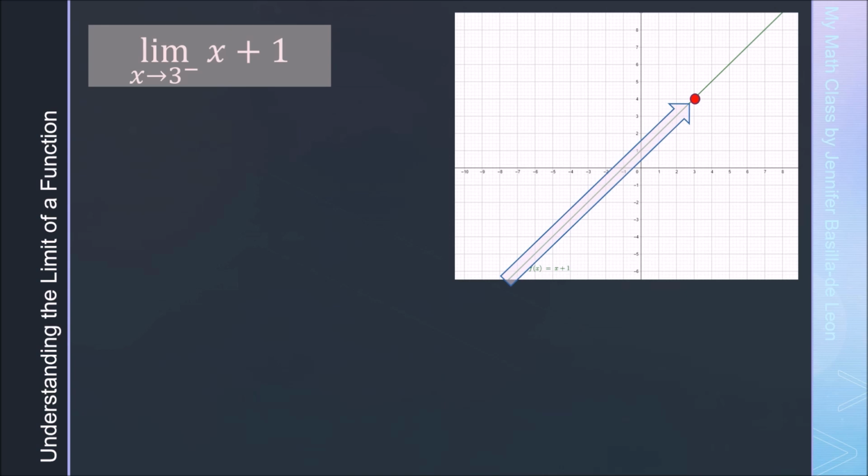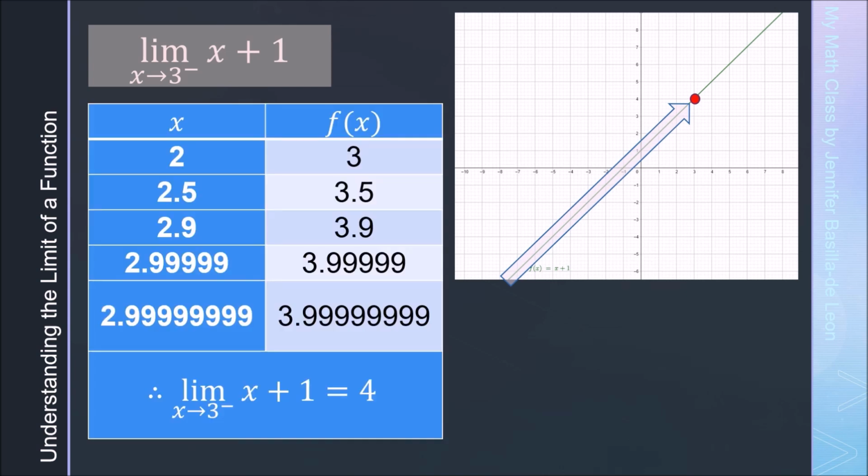In this case, consider only the values from the left of 3. For example, we choose 2. Evaluating the function, it will result in 3. If we choose 2 and 5/10, evaluating f of x when x is equal to 2 and 5/10, we will have 3 and 5/10. Do the same process for each chosen value.